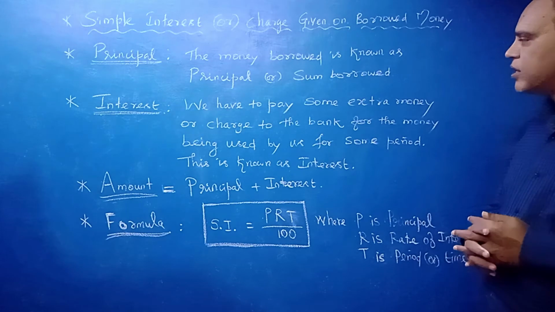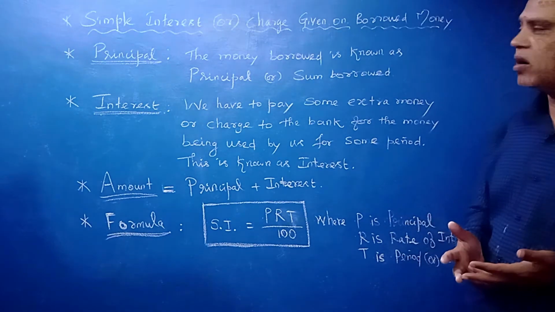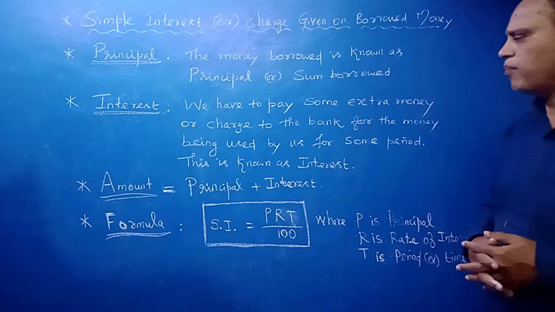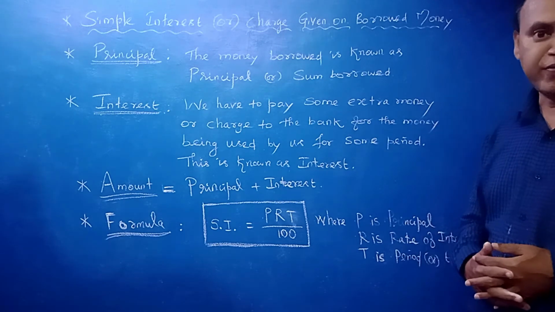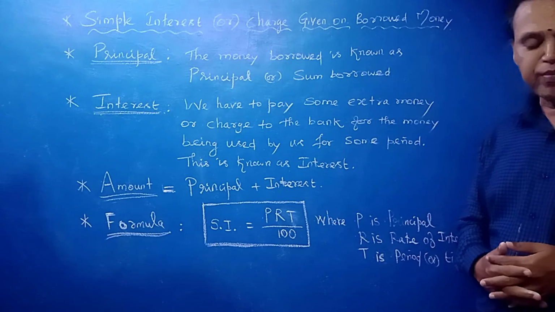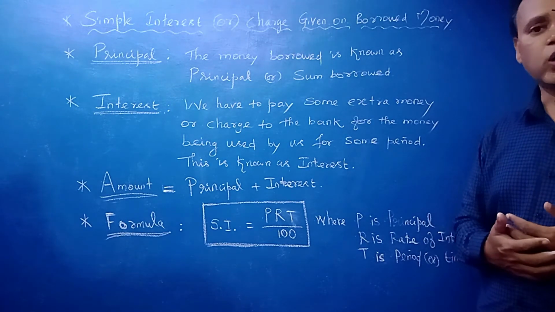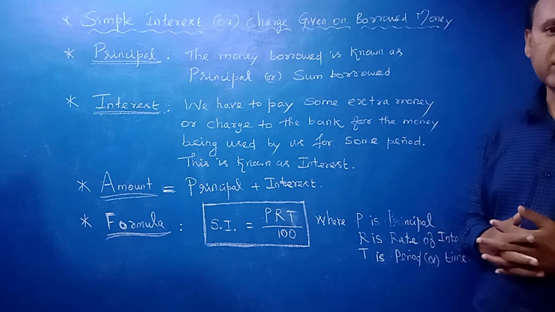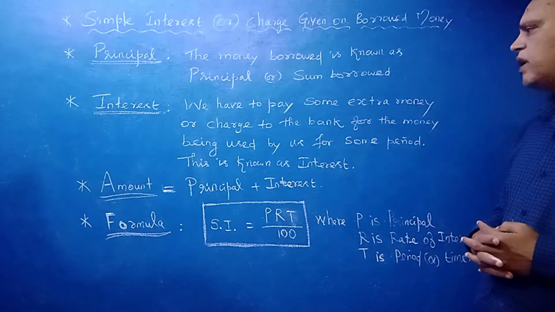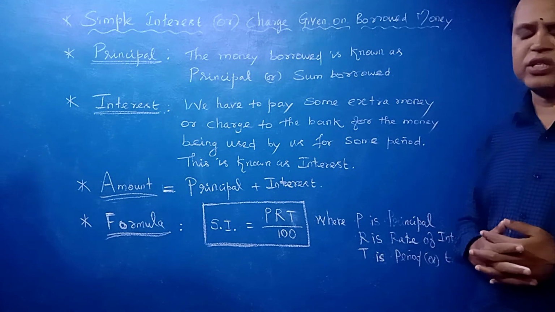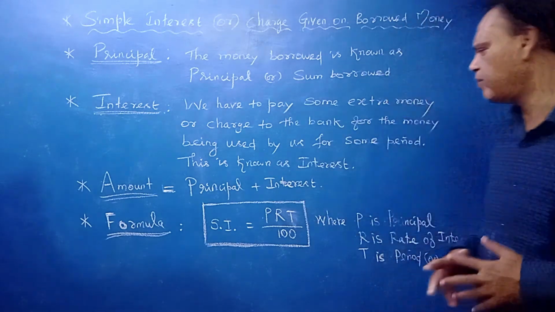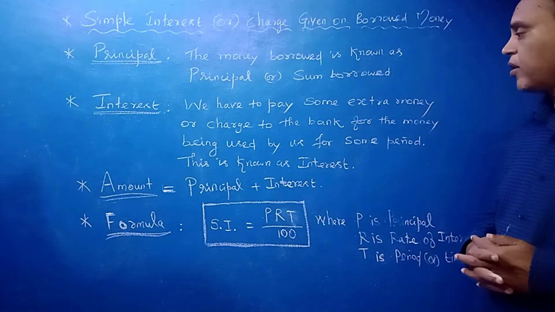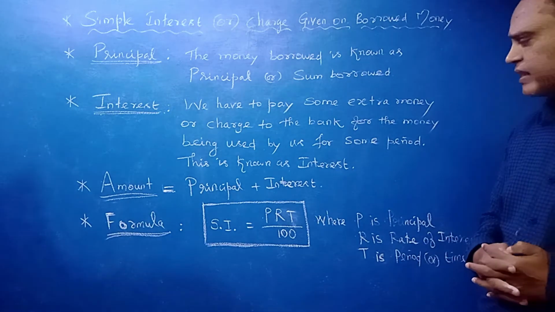Interest means we have to pay some extra money or charge to the bank for the money being used by us for some period. If you borrow some money from the bank for some period, for that period we have to pay an extra charge, that is interest. Then what is amount? Amount is nothing but principal plus interest. At the end we have to give the amount, that is principal and interest.